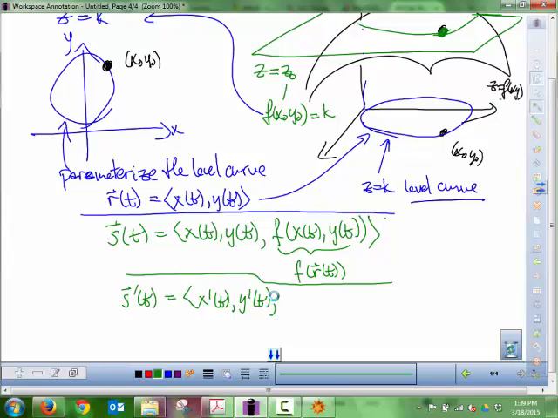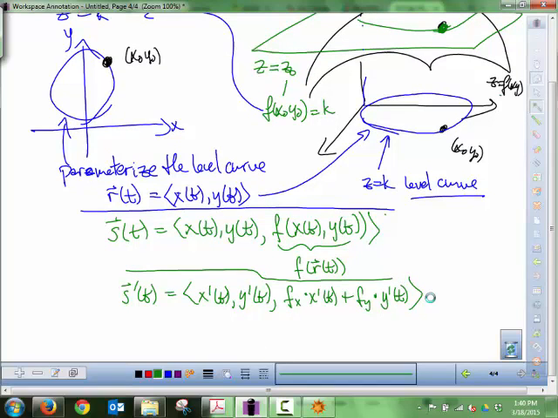It looks like a chain rule, right? It's the partial of f with respect to x times x prime of t plus partial of f with respect to y times y prime of t. That kind of looks like a dot product, doesn't it?